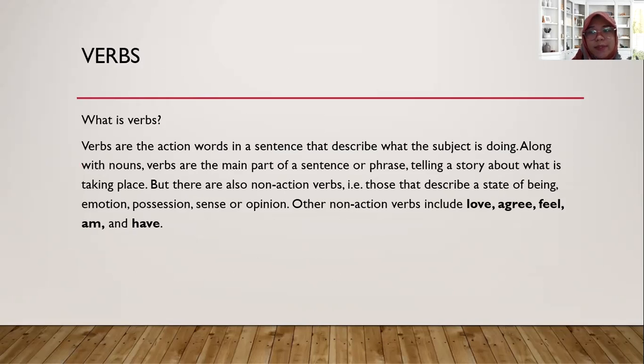And then what are verbs actually? Verbs are the action words in a sentence that describe what the subject is doing. Along with nouns, verbs are the main part of a sentence or phrase, telling a story about what is taking place or what the subject is doing. But there are also non-action verbs, those that describe a state of being, emotion, possession, sense, or opinion. Other non-action verbs also include love, agree, feel, am, and have.